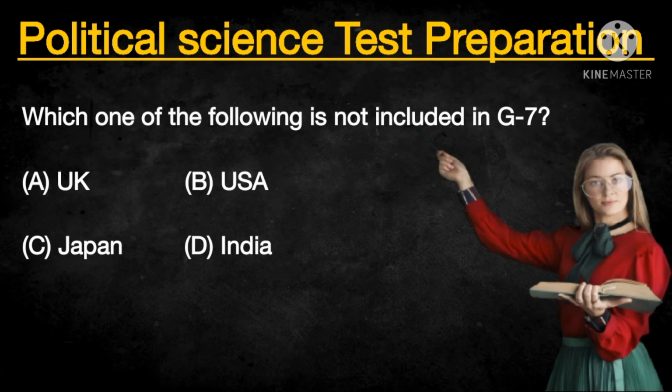Question: Which one of the following is not included in G7? A. UK, B. USA, C. Japan, D. India. Its correct answer option D, India.